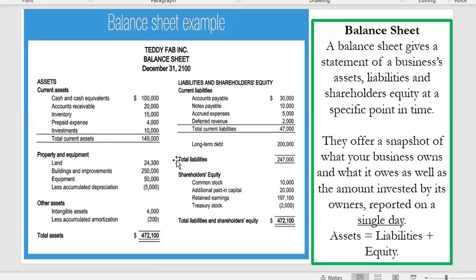So the balance sheet, on the other hand, will show you the assets, then shows you the liability and equity. Now, the liability plus equity is equal to the assets as well, right? So a balance sheet gives a statement of a business's assets, liabilities, and equity at a specific point in time. It offers a snapshot of what your business owns or what it owes, as well as the amount invested by its owners, reported on a single day.